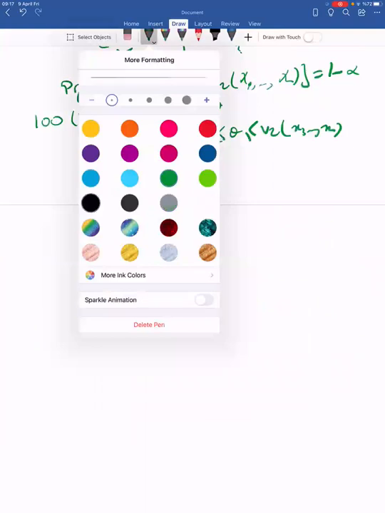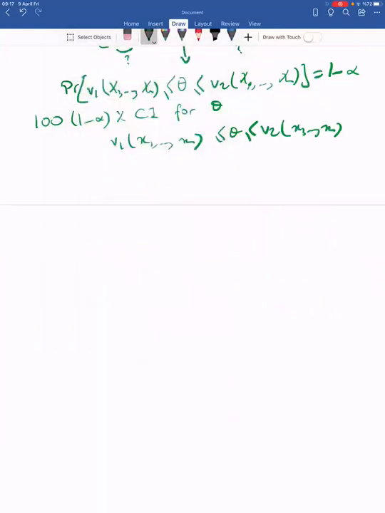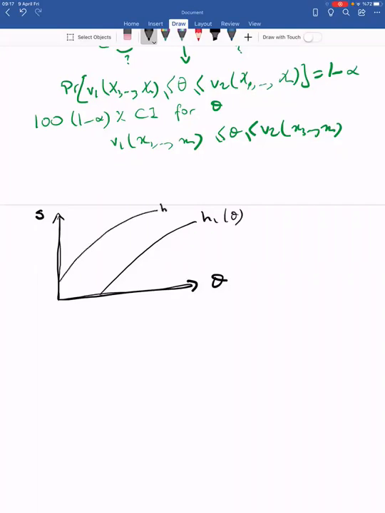So let's try to draw the picture to see how this happens. This is our parameter theta, and this is our sufficient statistic. Let's say we have two functions: this h1 theta function and an h2 theta function. We assume that s is between the h1 theta and h2 theta functions, and h1 is less than the h2 function.